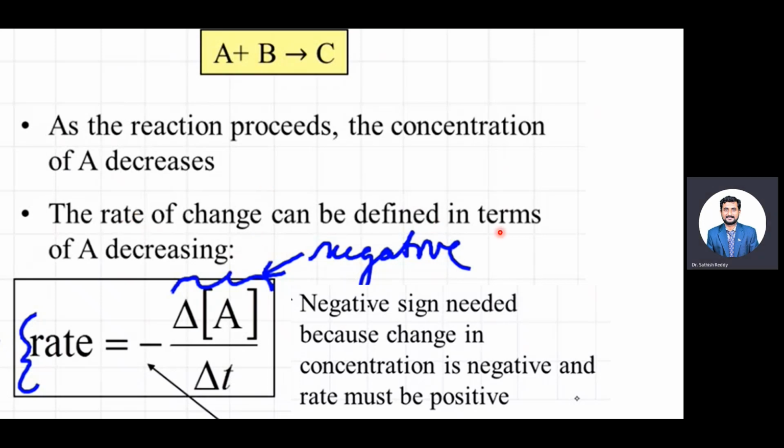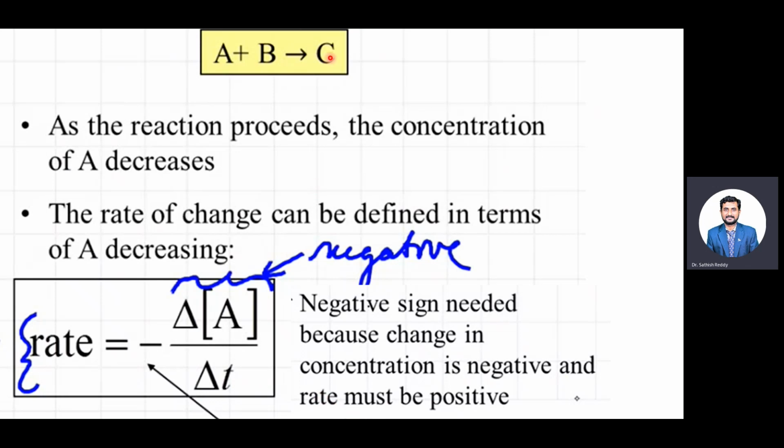Rate of change can be defined in terms of A decreasing. Rate is equal to minus the change in concentration of A with respect to change in time. Here a negative sign is there because A decreases. The negative sign is needed because the change in concentration is negative. The rate must be positive; we are always saying the rate must be positive.